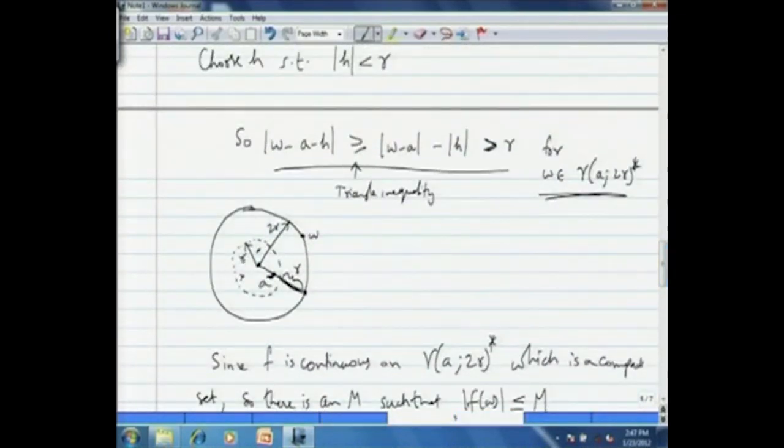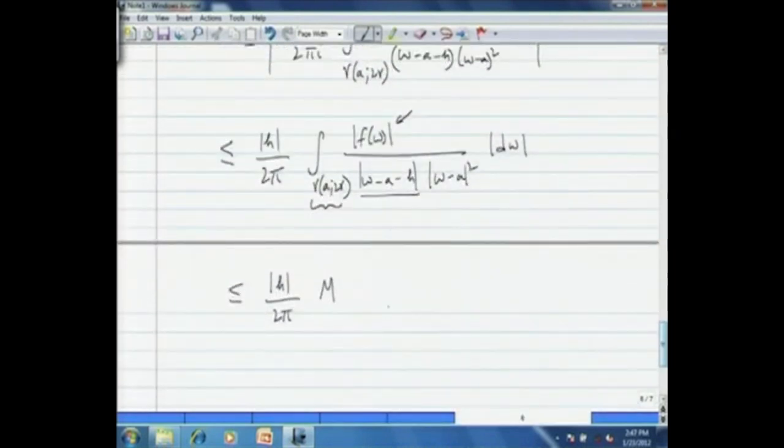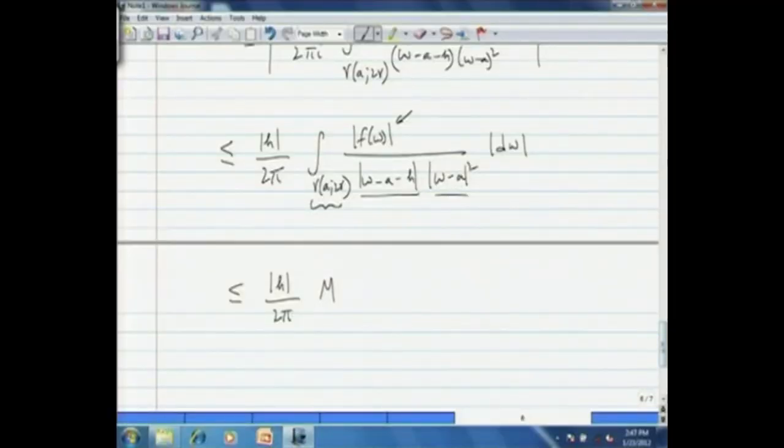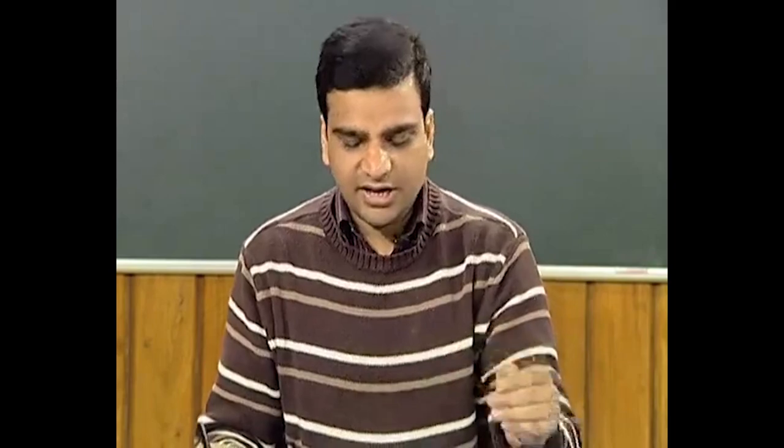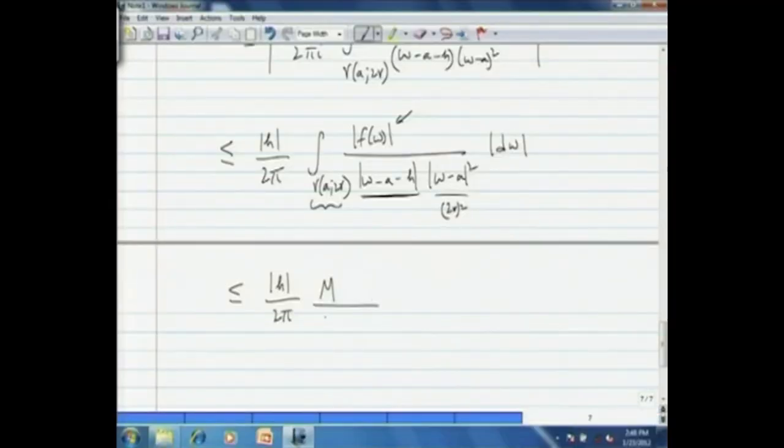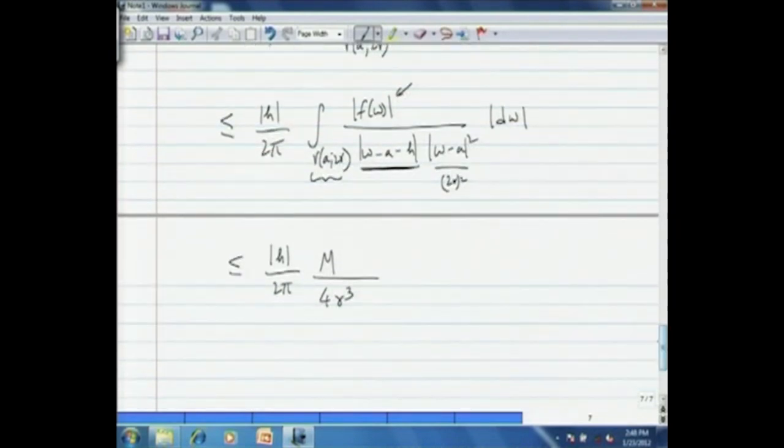So, it is here, that is at least r. So, 1 by that is at most r. And likewise, |w − a| is equal to r. So, this is equal to 2r rather. So, this is 2r squared. And then this quantity is at least r. So, 1 by that is at most 1 by r. So, we get r times 4r squared, 4r cube here, times this 2 pi times the radius, radius is 2r. That is the length of the curve.